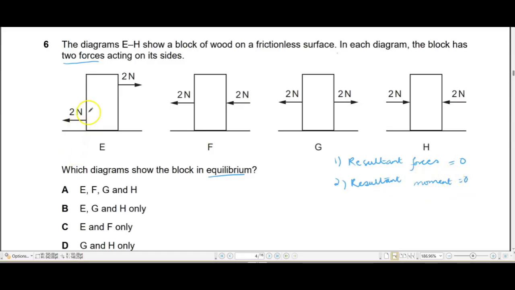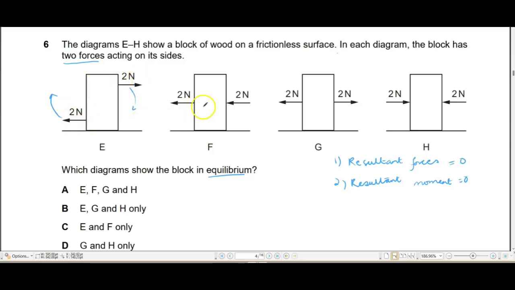Okay, so if we look at this option, this is going to let it move in this direction, and this is going to let it move in this direction. So the resultant forces might be 0, but the resultant moment is not 0, because these are two forces of equal magnitude and in opposite direction, so they can be cancelled out, but this moment is not 0.